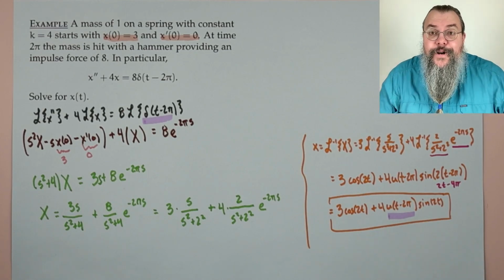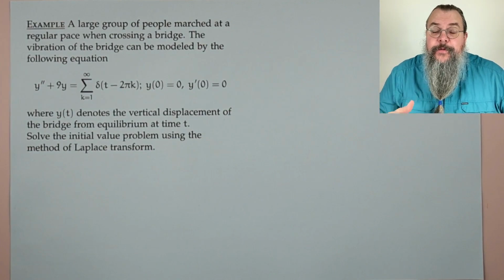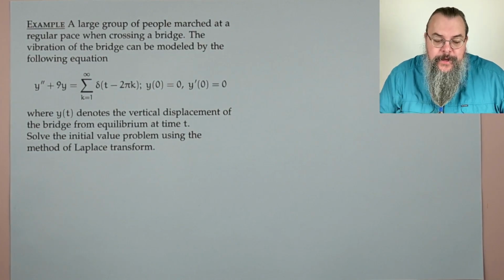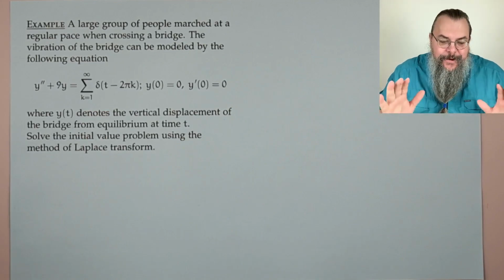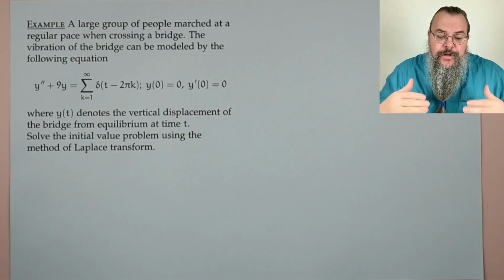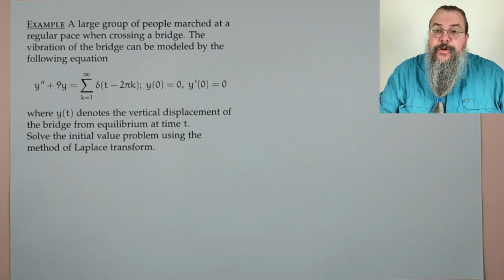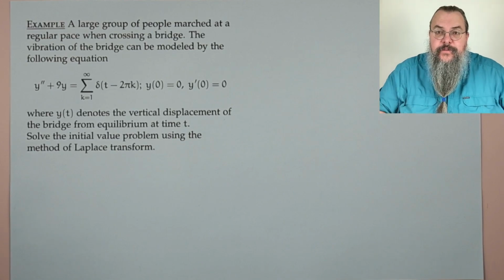We're ready for more. Now, you probably thought when you heard we're ready for more, you were probably like, oh, okay. You weren't expecting an infinite sum. But that's okay. Let's talk about this. A large group of people marched at a regular pace when crossing a bridge. So they were marching in uniform, so to speak.